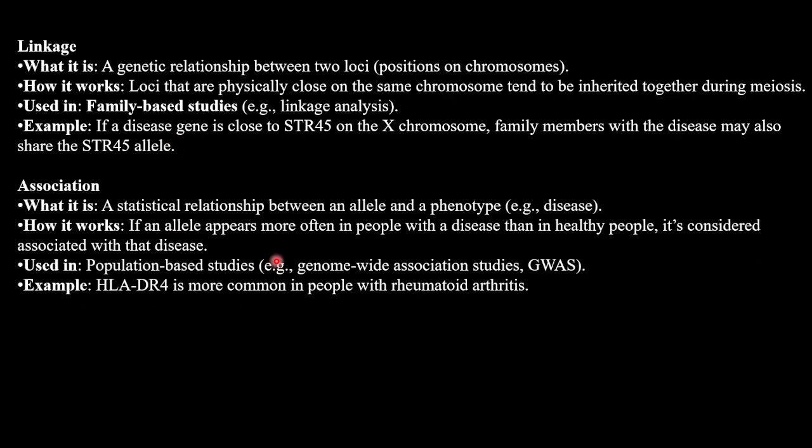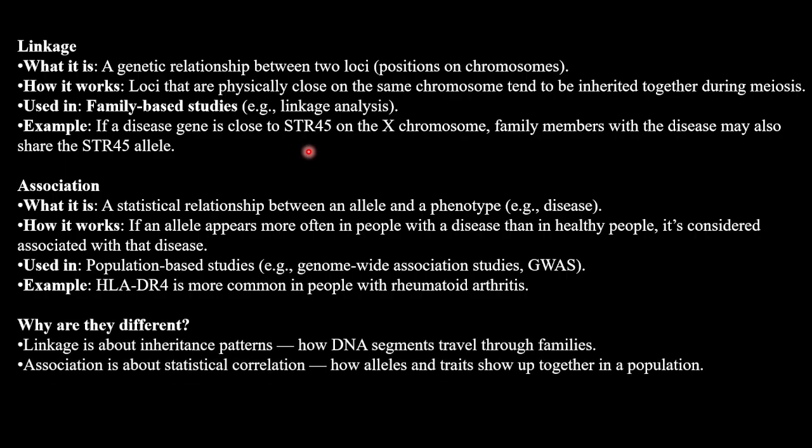Coming to the association again, this is a statistical relationship between an allele and the phenotype. If the allele appears more often in people with the disease, for example, HLA-DR4 is more common in people with rheumatoid arthritis, and if you find the presence of this allele in a particular individual, you can say you might be susceptible to rheumatoid arthritis. So these are association studies.